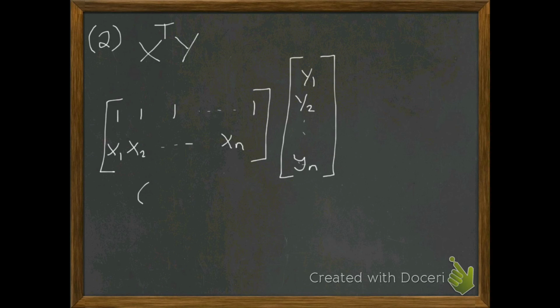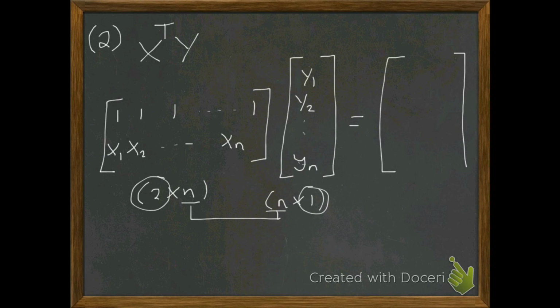So boys and girls, we're going to have a 2 by n, and we have an n by 1. So our product matrix is going to be a 2 by 1. So we're going to have 2 rows and 1 column. So the linear combination of the first row with the first column is going to give 1 times y1 plus 1 times y2 plus 1 times y3 plus 1 times yn. Guys, there should be no doubt in your mind this is just the sum of the y's.